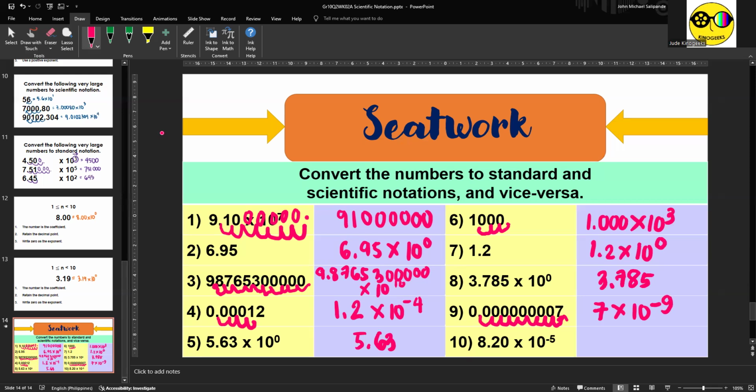Okay, and lastly, number 10, 8.20 times 10 raised to negative 5. This is a very small number. We have to move the decimal point 5 times to the left. So 1, 2, 3, 4, 5. There are 4 vacant spots. Let's fill them up with 0. 1, 2, 3, 4, giving us the number 0.0000820.